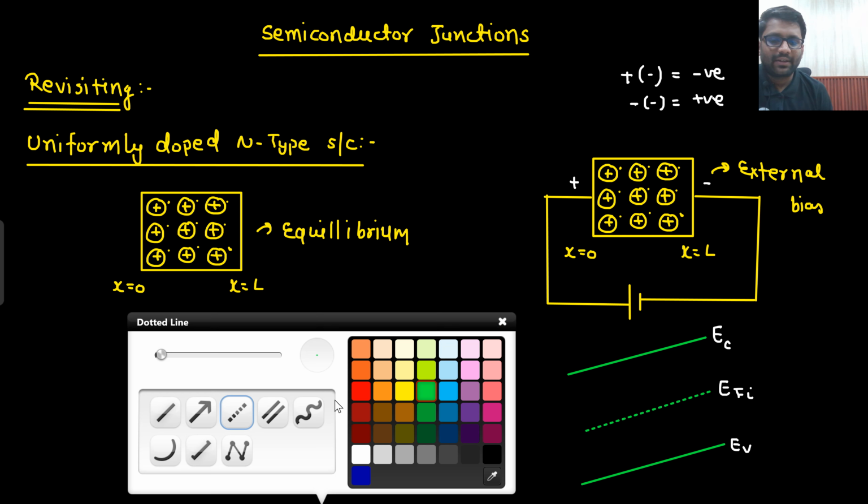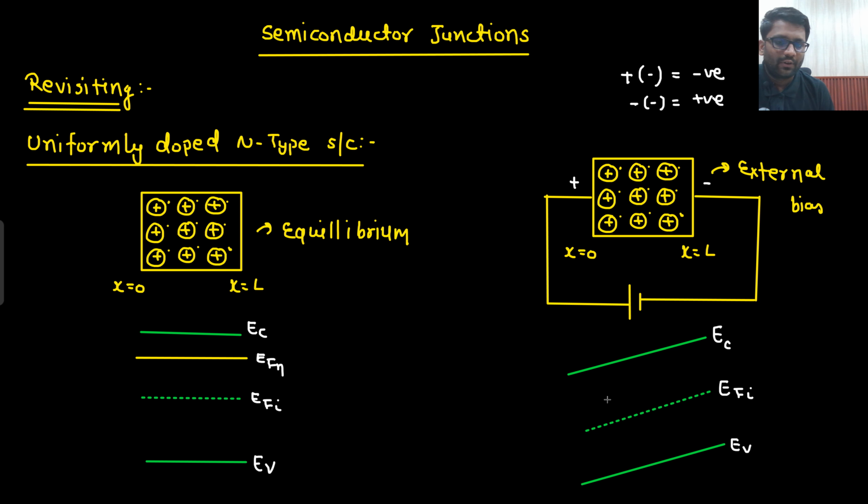Along with that, sir, there is some current flowing as well. So that's why there would be a slope in EFN as well. Here there was no slope in EC, no slope in EFN, no slope in EFI and no slope in EV. Why is that so? Because sir, there was no current and no electric field. What did I tell you?